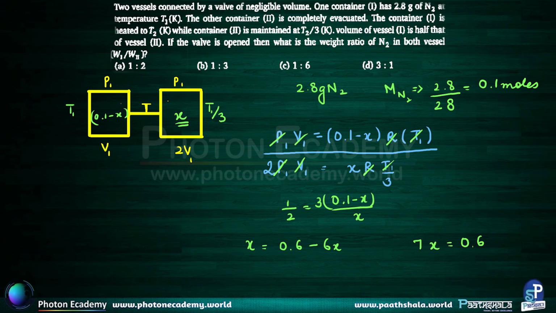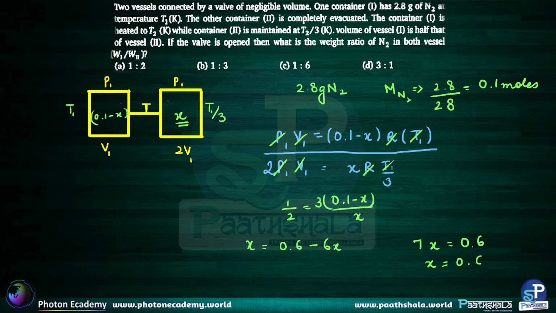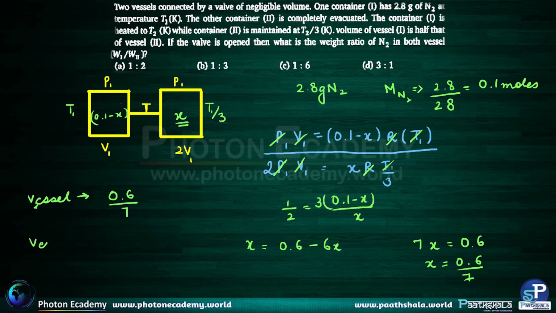Or X is equal to 0.6 divided by 7, right? So in vessel 2, the number of moles is 0.6 divided by 7, and in vessel 1, it is 0.1 minus 0.6 divided by 7. So taking an LCM, this would become 0.7 minus 0.6, so it will be 0.1 divided by 7.